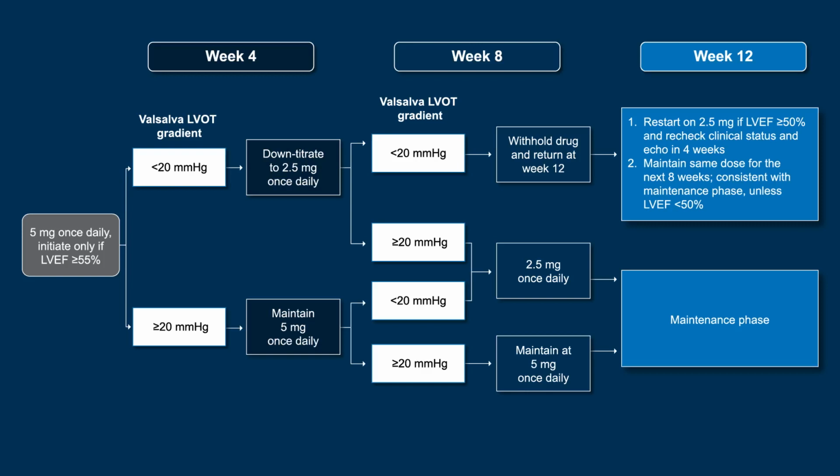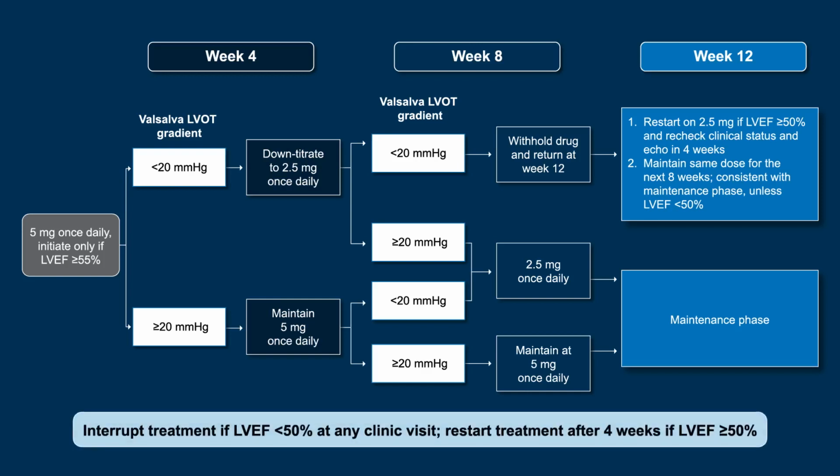By week 12, patients using a stable dose of 2.5 milligrams or 5 milligrams mavacamten will move into the maintenance phase. Thereafter, echocardiograms are performed every 12 weeks. If at any point in time the patient's LVEF falls below 50%, interrupt treatment and restart after 4 weeks if the LVEF is 50% or more.